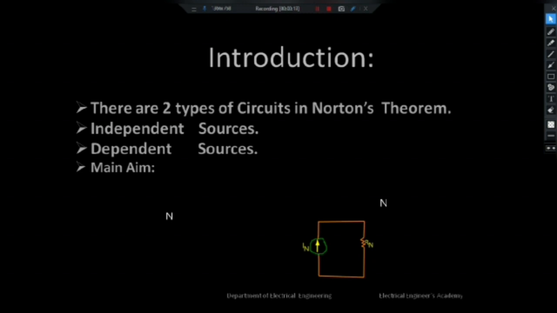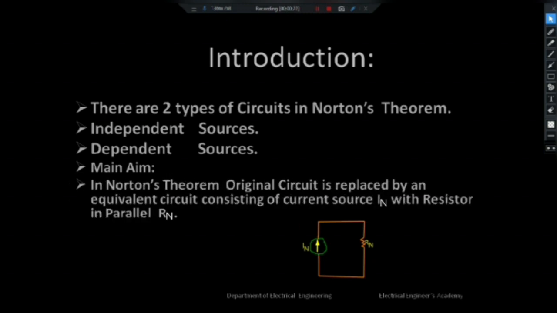Students, in Norton's theorem, our main aim is to compress the original circuit into this type of circuit, including Norton's resistance in parallel with Norton's current. It will be the Norton's equivalent circuit. Now students, we will discuss the two steps to solve any Norton's theorem circuit problem.